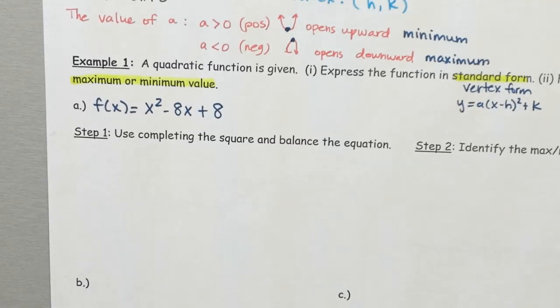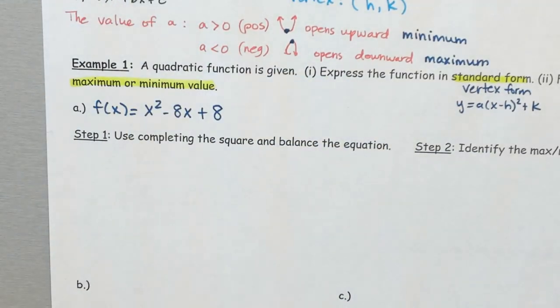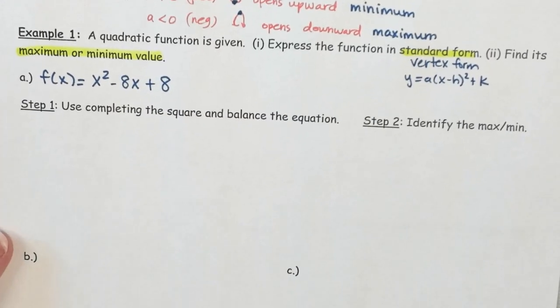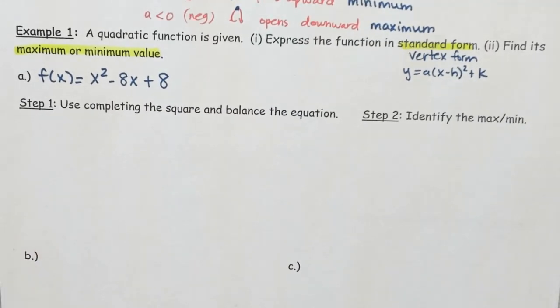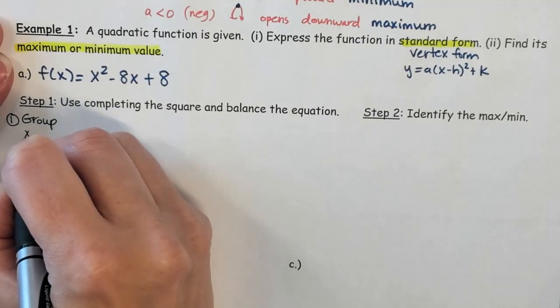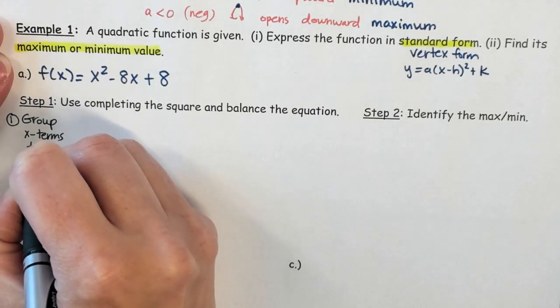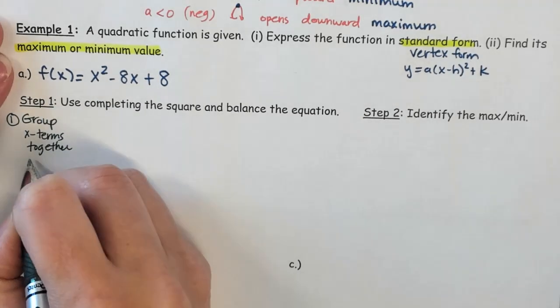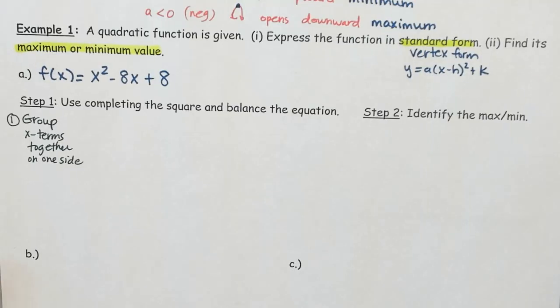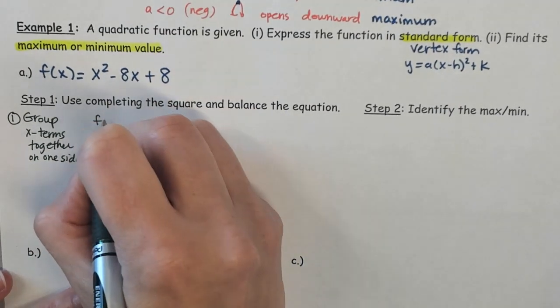We are going to use completing the square, and we're going to balance the equation. There are multiple ways to do a problem like this, but our goal today is to be able to use completing the square with it. That's the way that I'm going to show you and require you to do. So the first thing you want to do is group the x terms together. On one side of the equation, you're going to be grouping your x terms together. So I'm going to take this.